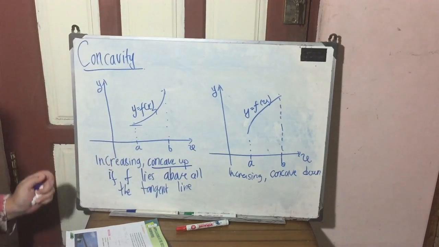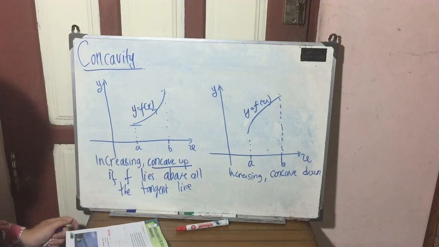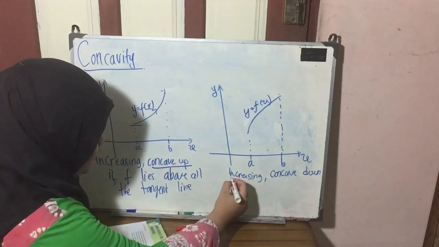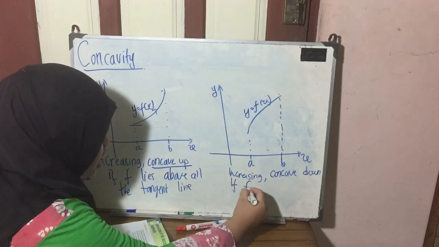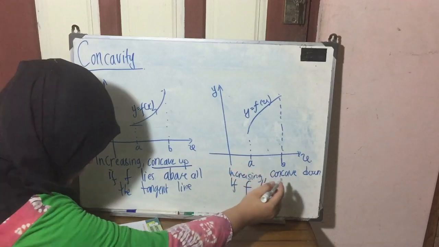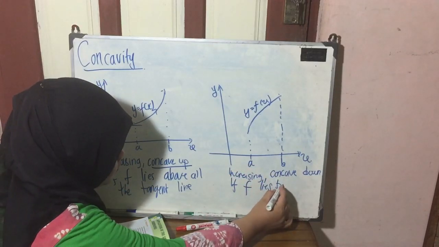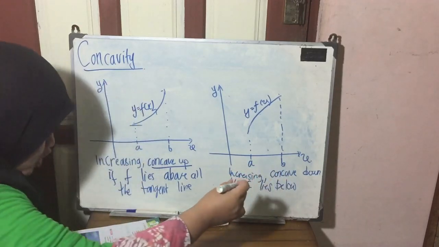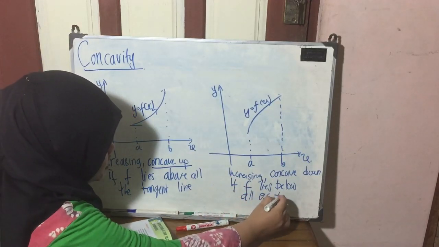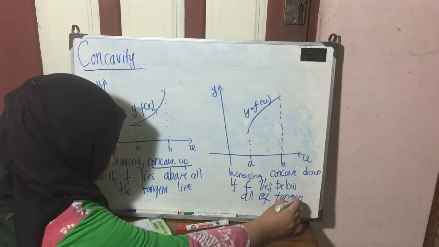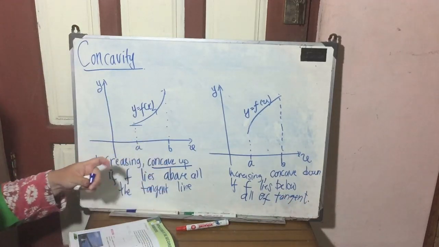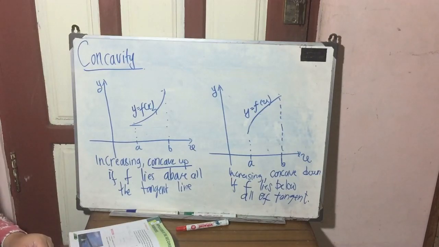Okay, how about concave down? Concave down is the same meaning, but F lies below all of the tangent lines. Okay everyone, so you know how to tell the difference between concave up and concave down.